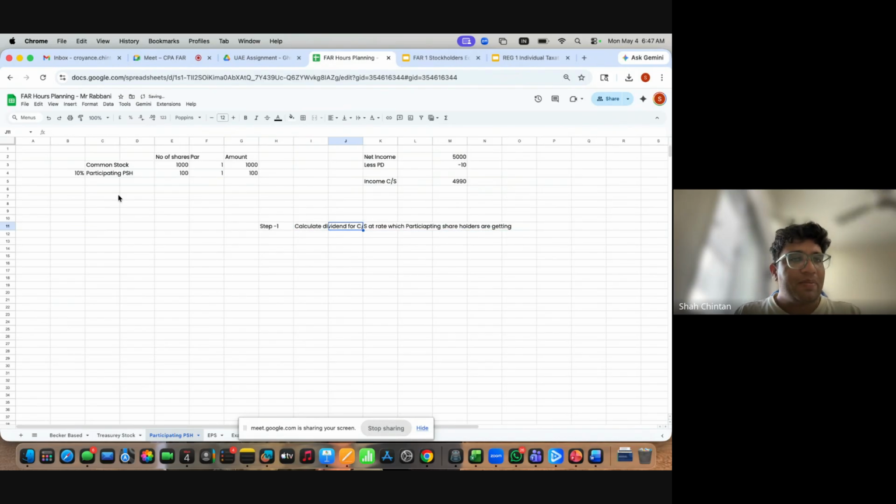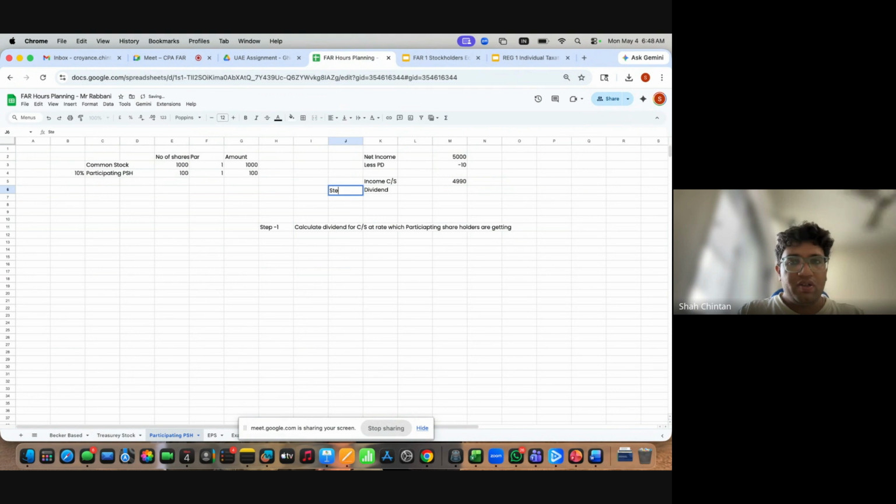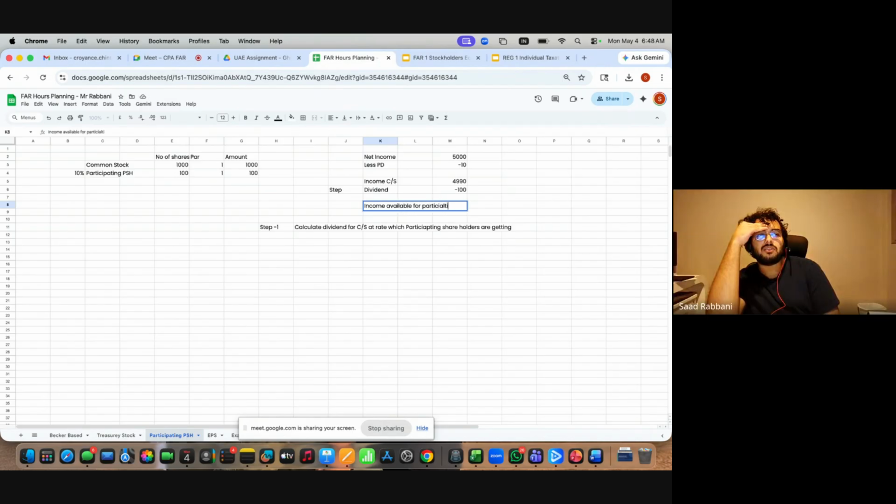So can I say participating shareholders are getting 10% of the dividend? So what is the dividend which common shareholders will get in step one? Common shareholders have the value of $1,000 into 10%, so they are eligible to get $100 of dividend. So what is the income available for participation? So why are common stock getting 10%?